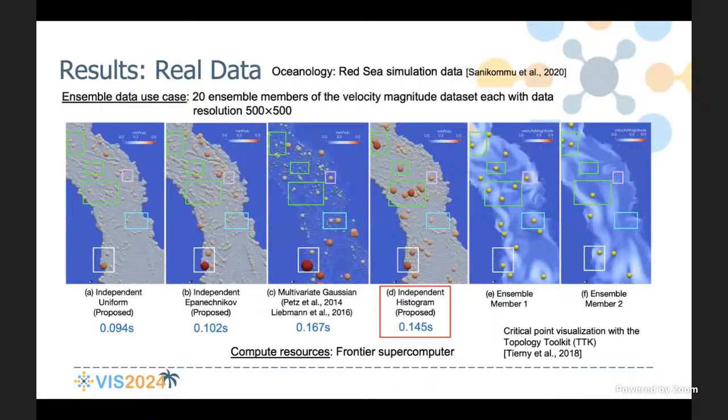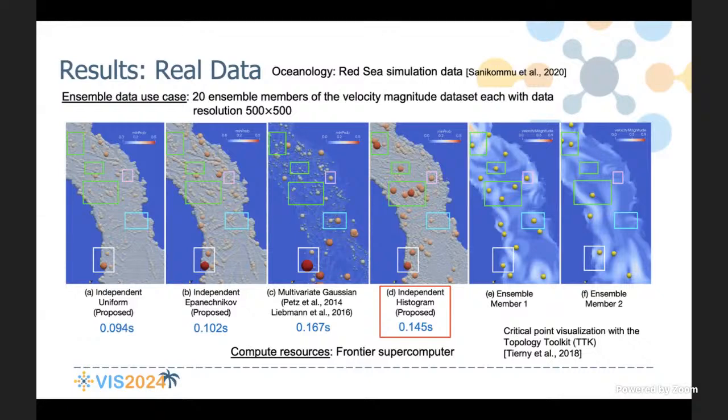For this ensemble data set, we did not know the ground truth. Here, the right two images show two ensemble members and their critical points in yellow. And the left four images show critical point probabilities for different distribution models, and probabilities are mapped to sphere glyphs. So if you see a bigger sphere and red sphere, it means higher probability.